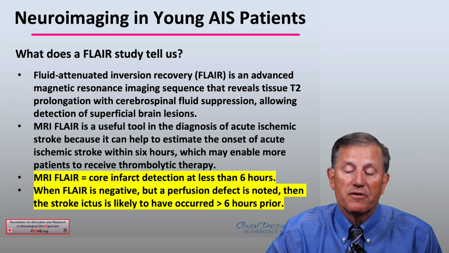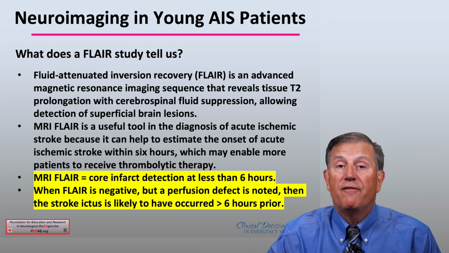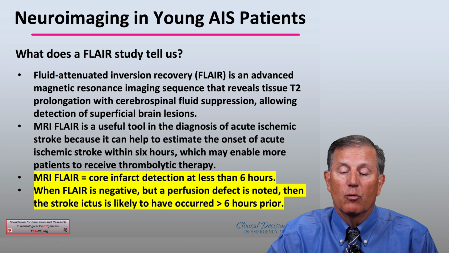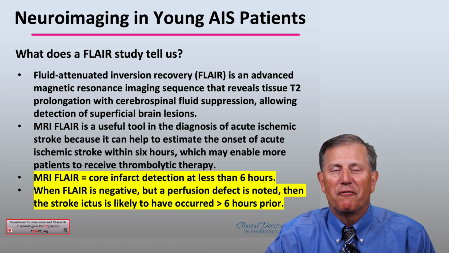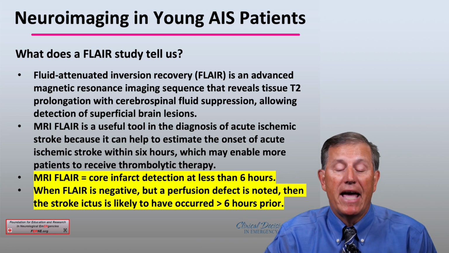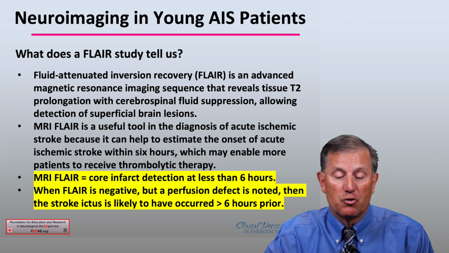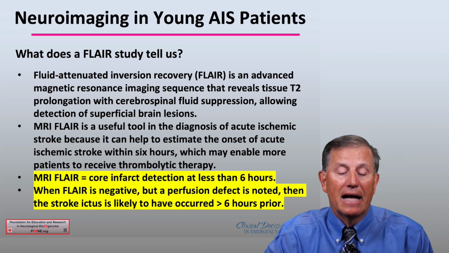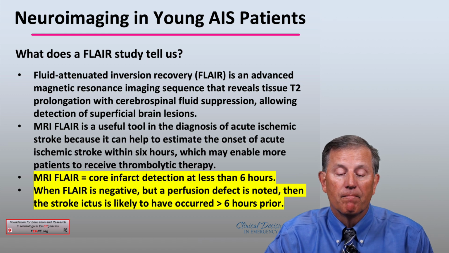So what about this FLAIR study? A FLAIR is a fluid attenuated inversion recovery study. It's an advanced magnetic resonance imaging sequence that reveals tissue T2 prolongation with cerebrospinal fluid suppression, allowing the detection of superficial brain lesions, such as those cortical lesions that might be detected with the VAN assessment. So it's a useful tool in the diagnosis of acute ischemic stroke because it can help to estimate the onset of the acute ischemic stroke within 6 hours, which may enable more patients to receive thrombolytic therapy.